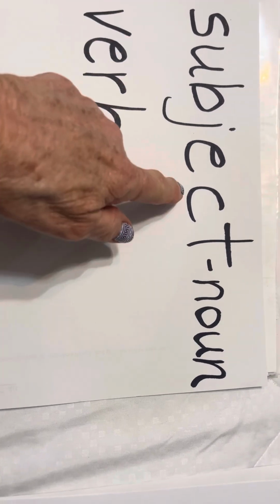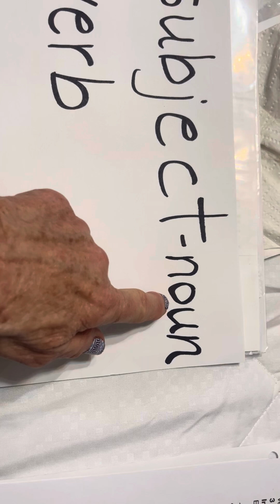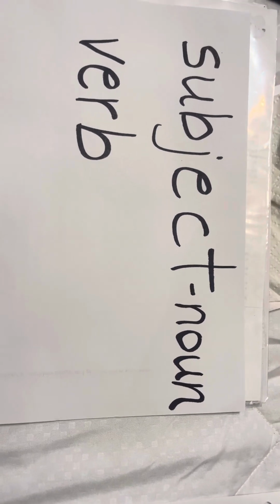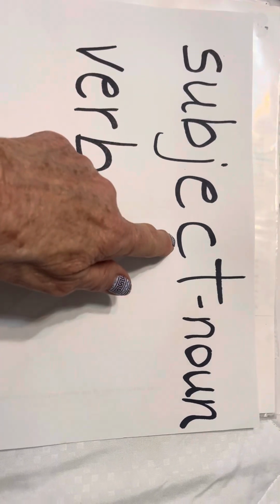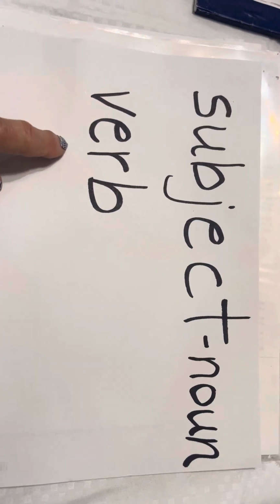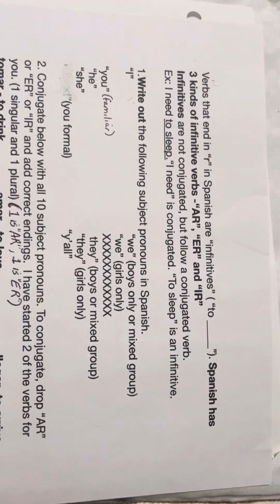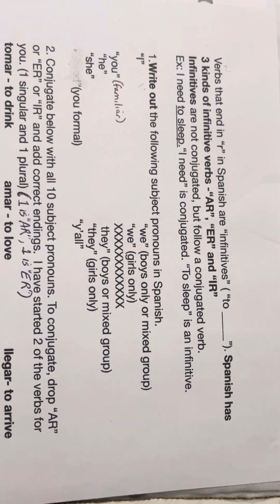To make a complete sentence, we need a subject, which is a person, a place, or a thing. And we also need a verb, which is the action word. The subject is doing the action. In Spanish and in English, there are two kinds of verbs.